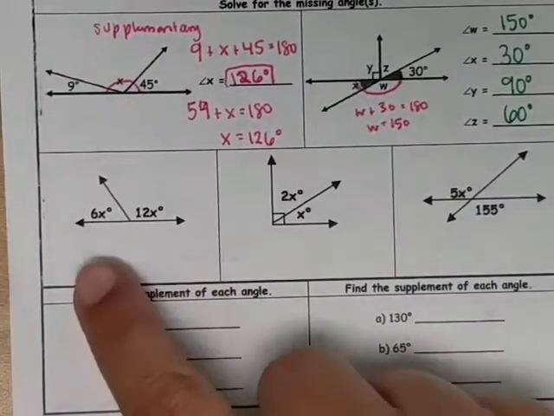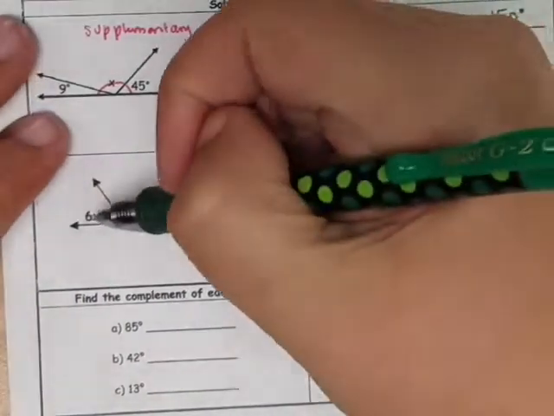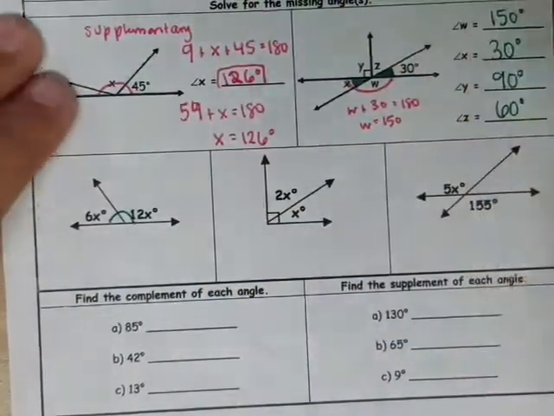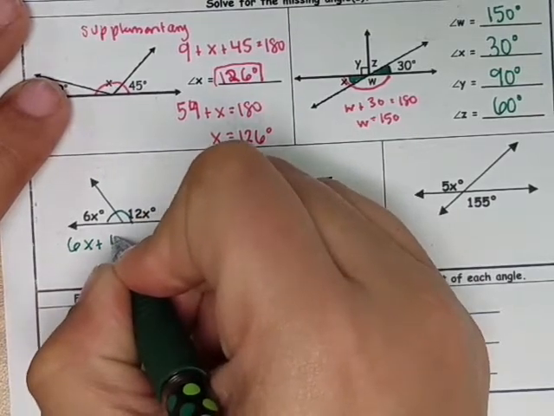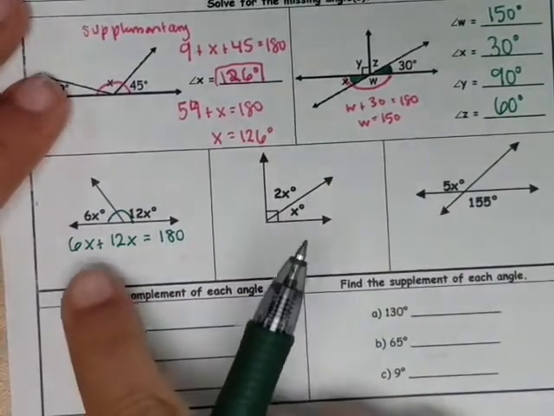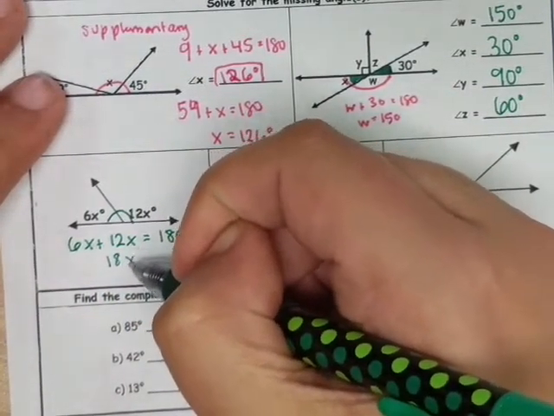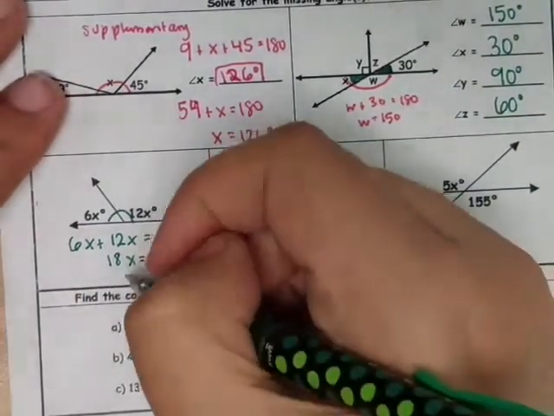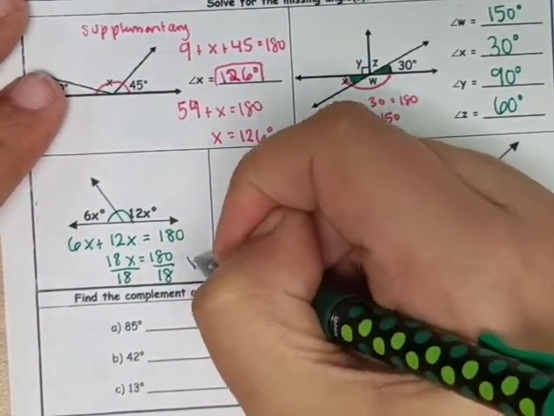All right, moving on. So now we've got some algebra because we've got some variables involved. So I know that 6x and 12x are supplementary. And supplementary adds to be 180 degrees. So 6x plus 12x equals 180 degrees. Well, 6x plus 12x is 18x. And then I know that I can divide by 18. And I get that x is 10.